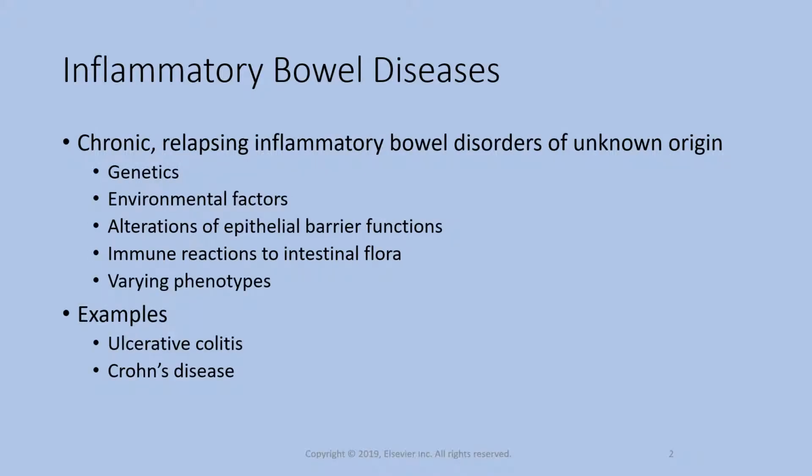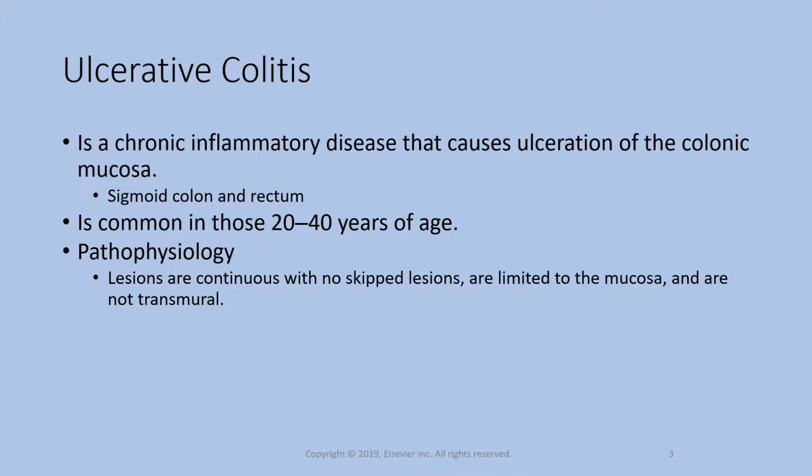So inflammatory bowel disease is a big problem in our society. It is a chronic relapsing inflammatory bowel disease of unknown origin, with genetics and environment involved. Examples are ulcerative colitis and Crohn's disease. Ulcerative colitis is a chronic inflammatory disease caused by ulceration of the colonic mucosa, particularly the sigmoid and rectum. It's common in those 20 to 40 years of age.